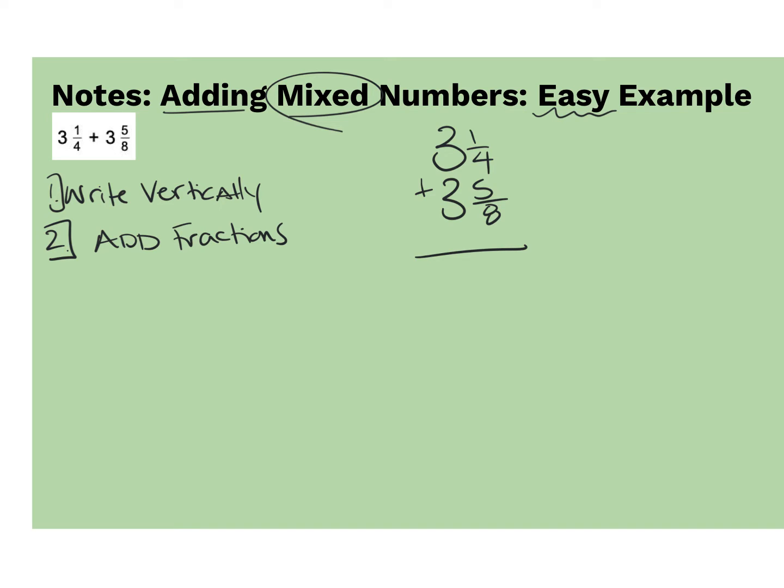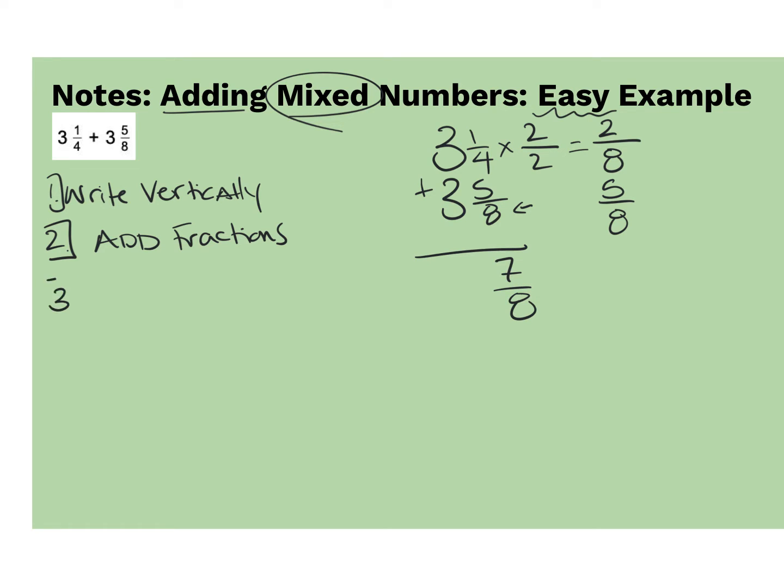So the common denominator for 4 and 8 is 8. So this one stays the same, but this one I need to multiply by 2. So 1 times 2 is 2. So I have 2 over 8. And now I can go ahead and add 2 over 8 plus 5 over 8 is 7 over 8.